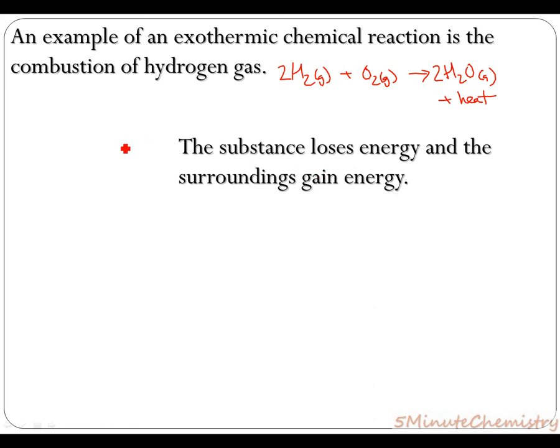What I want you to think about is this. Here is my flame, where the combustion of my hydrogen gas happens. This is the substance, and then outside the substance you have the surroundings. The substance is going to lose energy and the surroundings will gain energy. So the flow goes from the substance to the surroundings in this exothermic process.